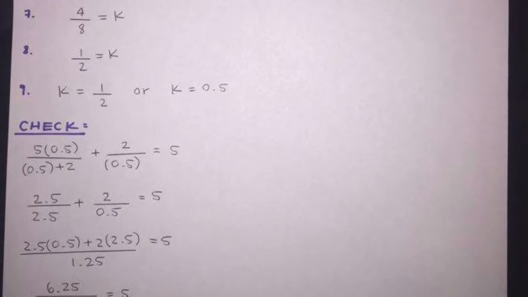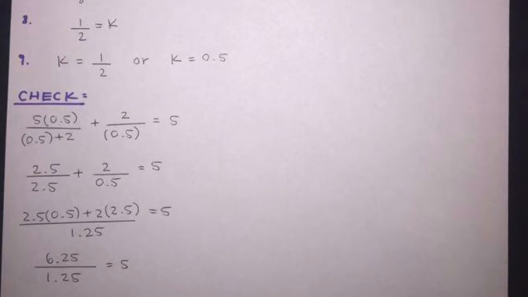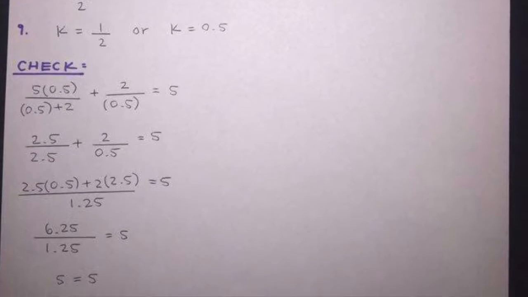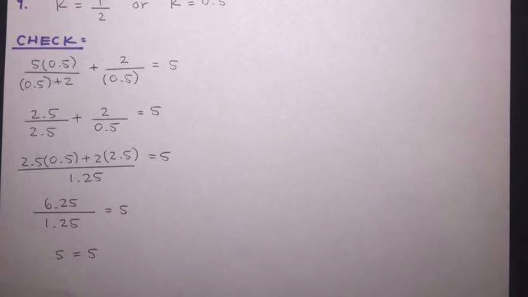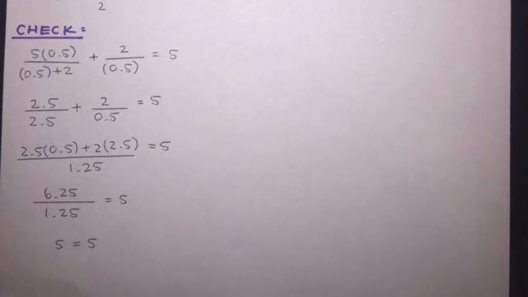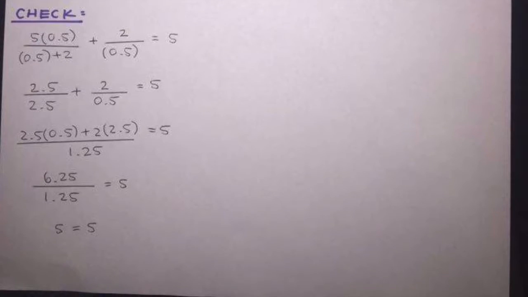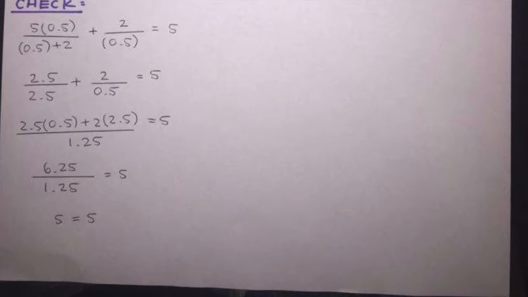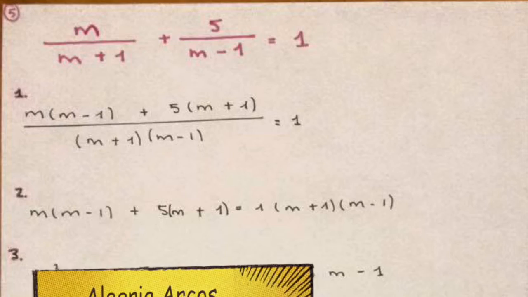In case you get two answers, you choose the one that is not the same as the excluded value and then check. To find the excluded value, you need to equal both denominators of the original equation to 0 and then solve for k. In order to check if your answer is correct, you need to plug in the value you got instead of k in the original equation and see if your answer is equal to 5.